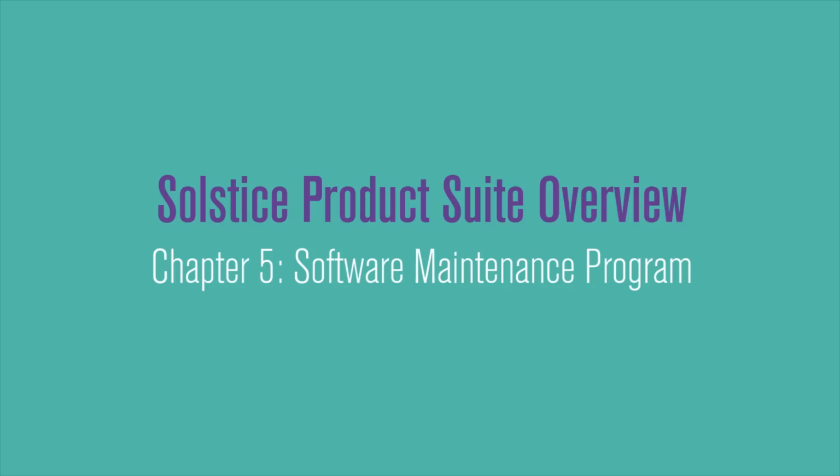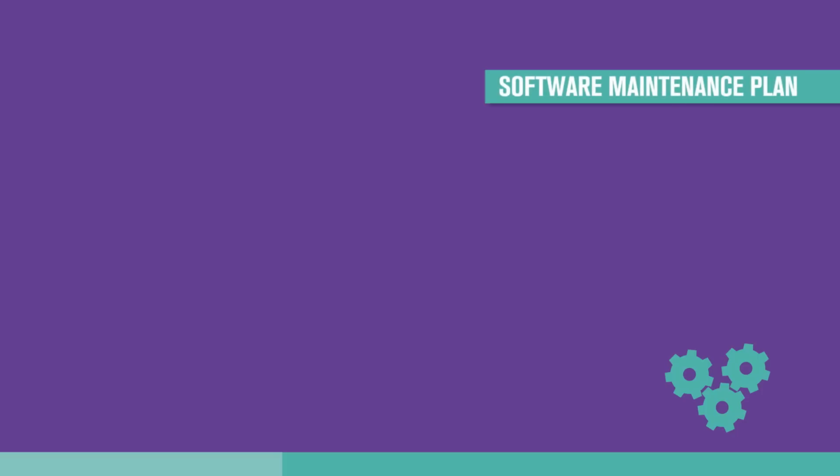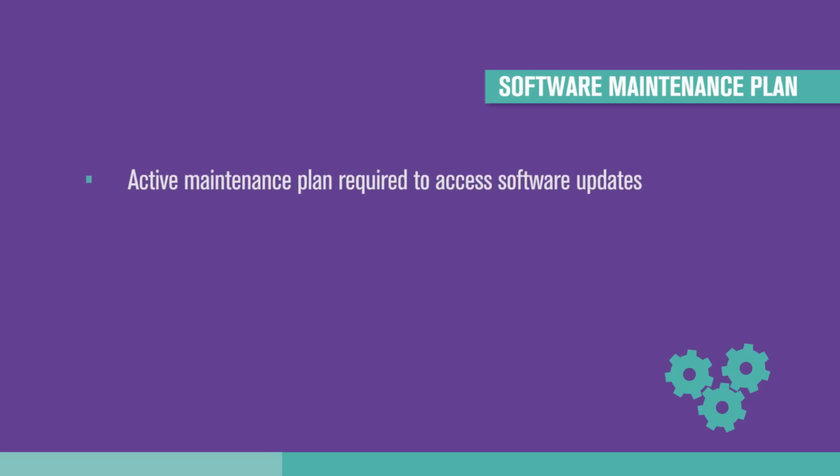Software Maintenance Program. Solstice is a software-based solution, enabling Mersive to add new features and capabilities quickly, and deliver the new functionality quickly and easily via lightweight, over-the-air software updates. In order to access Solstice software updates, customers must have a current Solstice software maintenance plan for their Solstice pods and Windows software licenses.